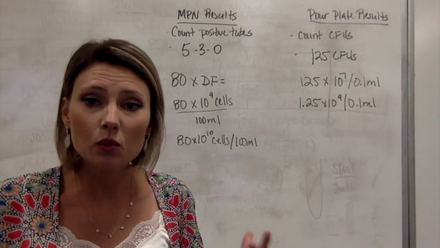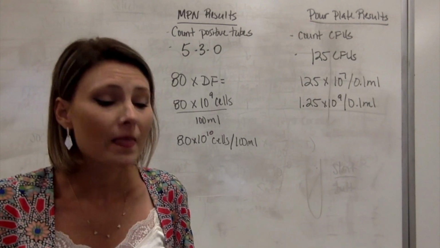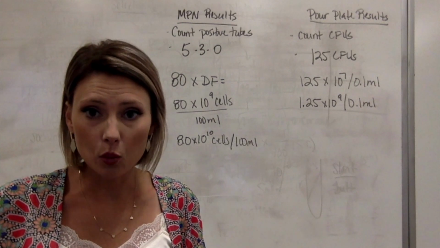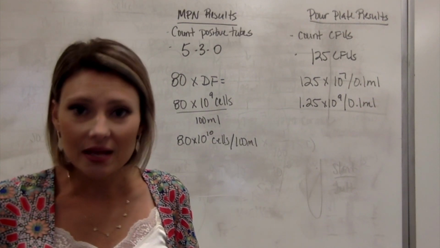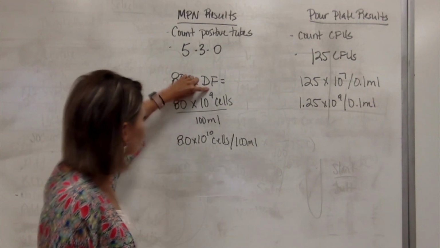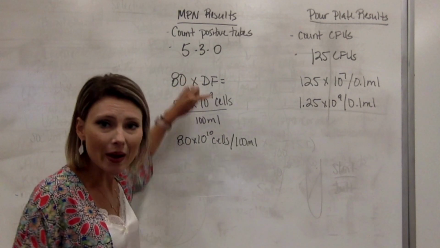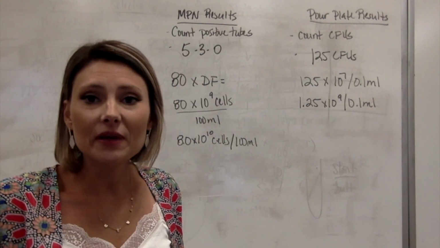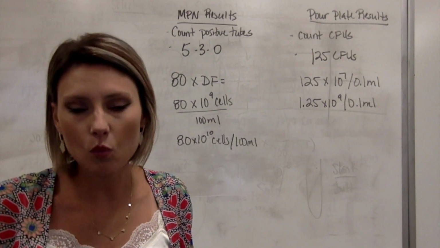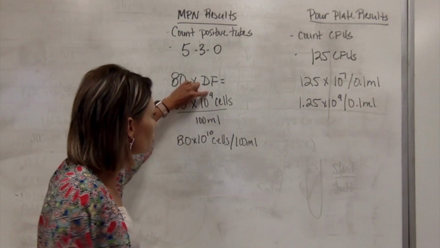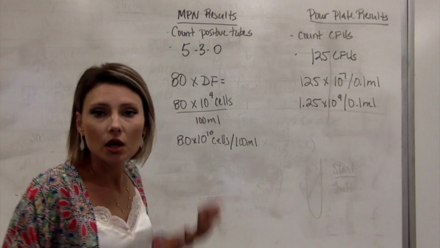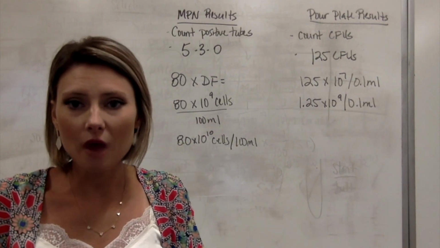So how much did we dilute the original sample? Well, your dilution factor for an MPN is always going to be the middle dilution, no matter what. So your middle dilution for this set is 10 to the negative 9th. So you're going to multiply it by your dilution factor. Now you want to make sure that you change your exponent to a positive number, because if you don't do that, does it make sense to have 80 times 10 to the negative 9th cells? No, that's less than 1, so you can't have that. So you make sure that you change your exponent. So 80 times 10 to the 9th cells per 100 ml. Your standardized chart is per 100 ml, so that's what we have to use.